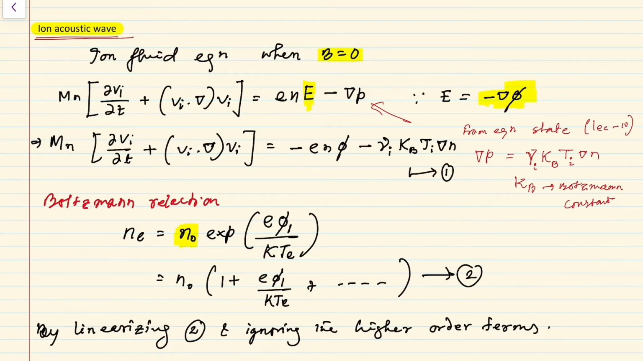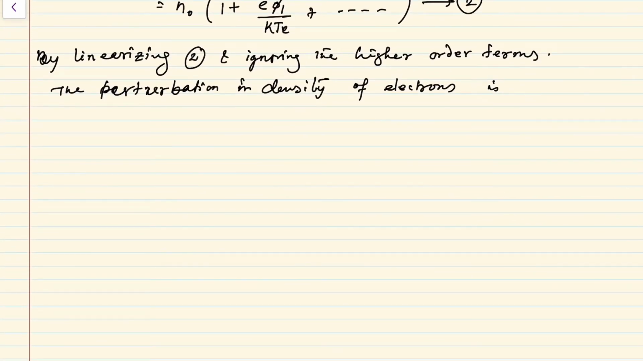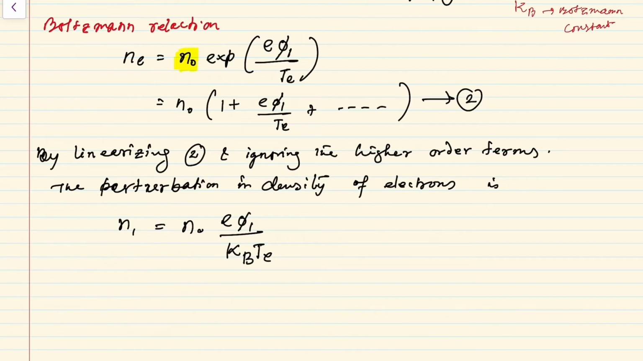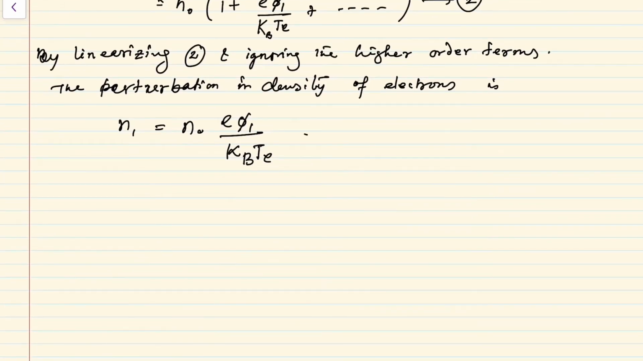we get the perturbation in density of electrons, so let me scroll down the page, n_1 is equal to n_0 e phi_1 by K_B T_e. Write K_B, the Boltzmann constant, instead of K. So this is equation number 3.